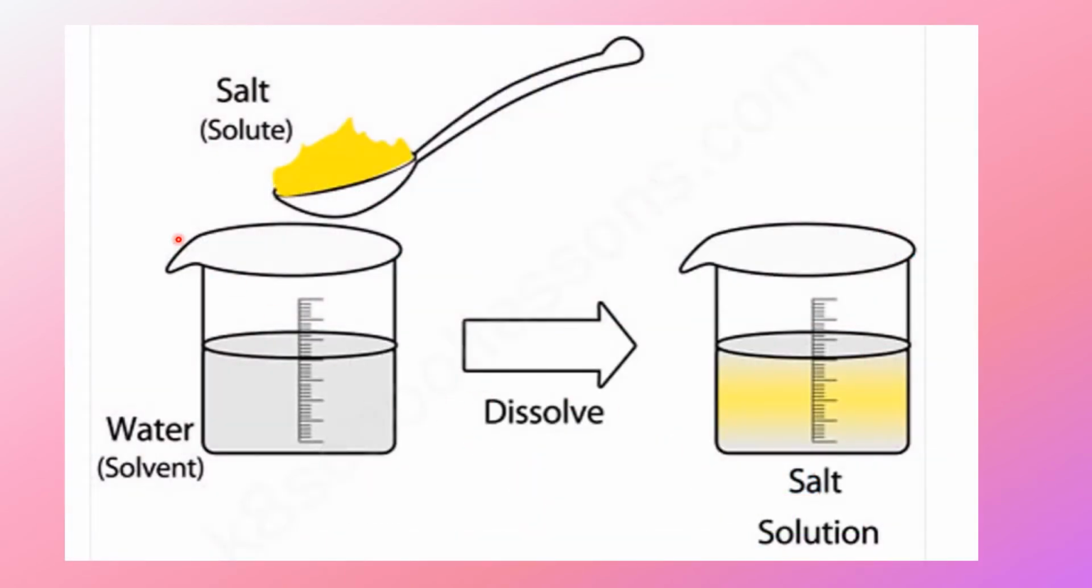Example: when salt is dissolved in water, it forms a salt solution. We observe here that salt is present in a small quantity, so it is called the solute. That which is in a large proportion is called the solvent. Here water is in large quantity, so it is the solvent, and salt is in small quantity, so it is the solute. When the salt is dissolved in water, the solution formed is called a salt solution.